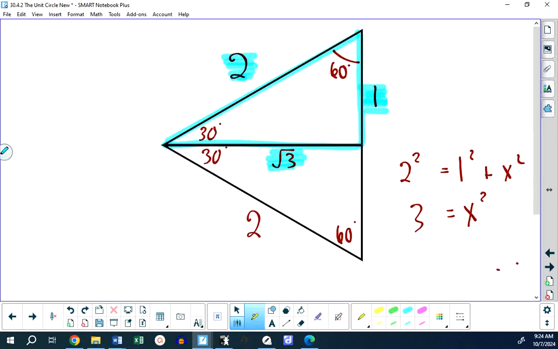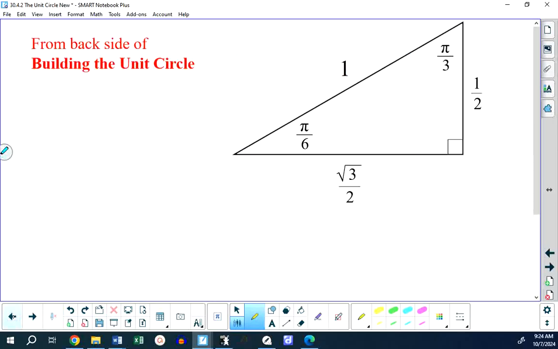Okay? The only issue is the hypotenuse matches the length of the terminal arm to the unit circle, and it should be 1. So if you divide all of these highlighted numbers by 2, you get this triangle. Okay, so you should know how to get this triangle if you need to. Don't guarantee anything. I believe by the end of this lesson you will not need to build these triangles. You will know the numbers.